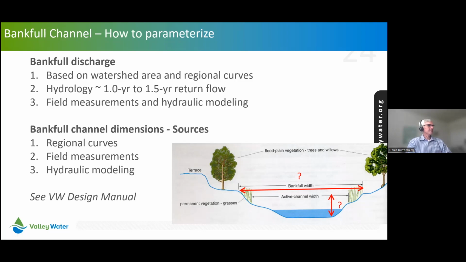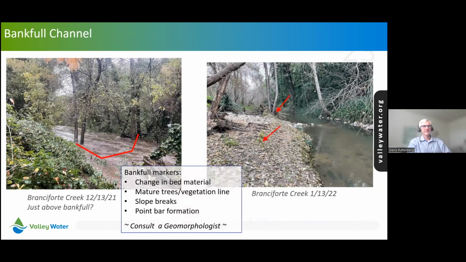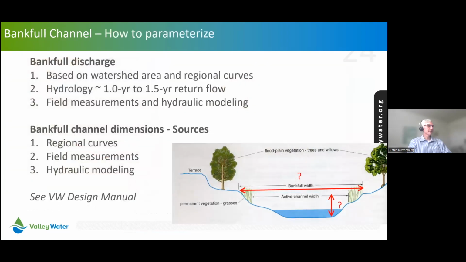Again, for bankfull dimensions, there are regional curves. And you can also go out in the field, like I showed you in this image here. You could physically measure these dimensions and try to correlate them to bankfull. You can also determine it by hydraulic modeling. And some of this is also covered in the valley water literature, as well as many other sources.